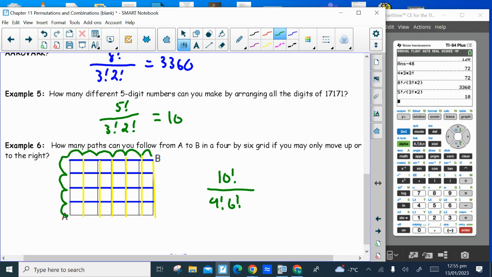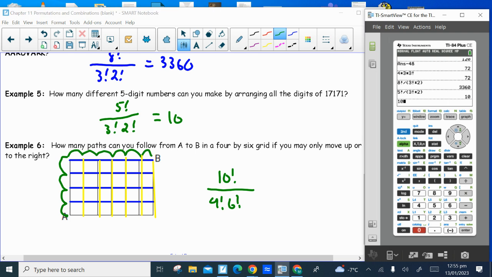How many different routes could a person follow to go from A to B if you're always moving closer to B, meaning you're either going upwards or to the right? So again, we can go to our calculator and get our answer for this. 10 factorial divided by, in brackets, 4 factorial times 6 factorial. Gives us an answer of 210.